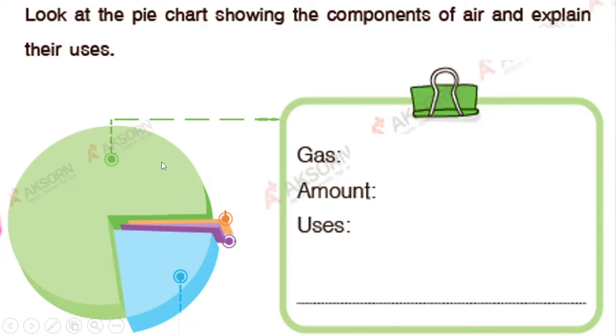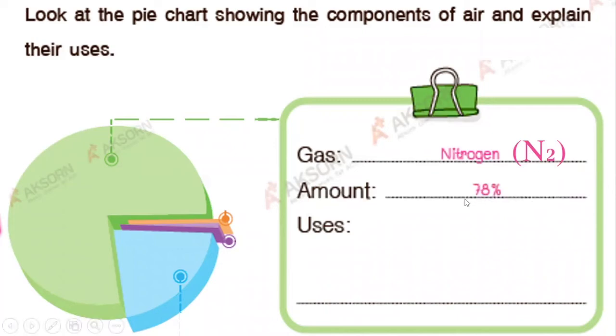The biggest part of our pie chart is nitrogen, right? The gas is nitrogen. Repeat after me, nitrogen. One more time, nitrogen. The chemical symbol of nitrogen is N2, right? N2, nitrogen N2. Next one is amount. How many percent of nitrogen is in the air? We know that the amount of nitrogen in the air is 78%. Repeat after me, 78%. Okay, and uses.